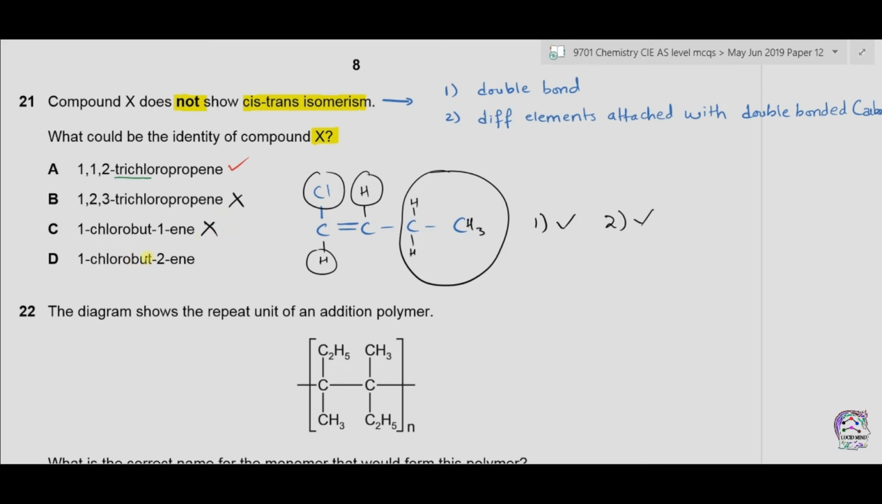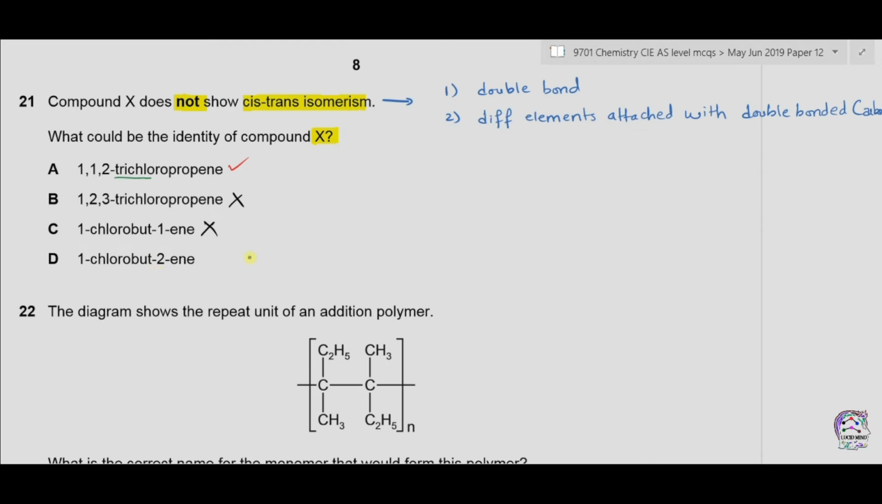Let's find out the last one. It is 1-chloro-but-2-ene. So again we have 4 carbon atoms in the long chain, and on second carbon we have double bond as it is 2-ene. On first carbon atom we have chloro, 1 chloro, rest of the hydrogen atoms.